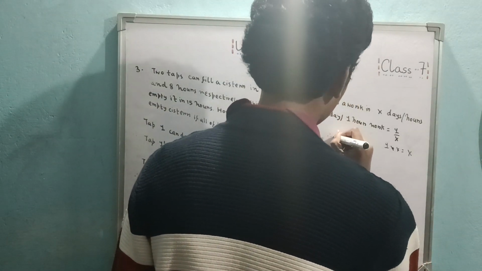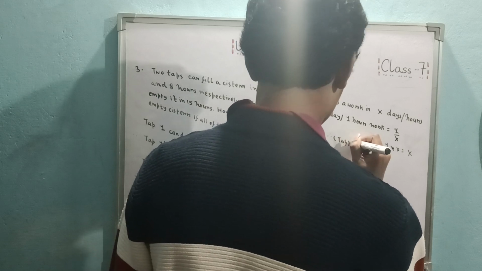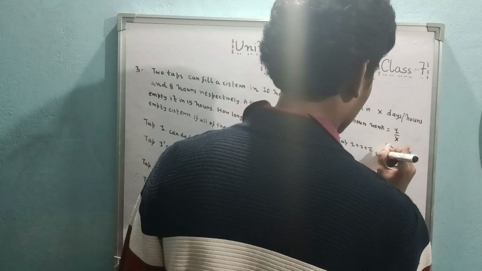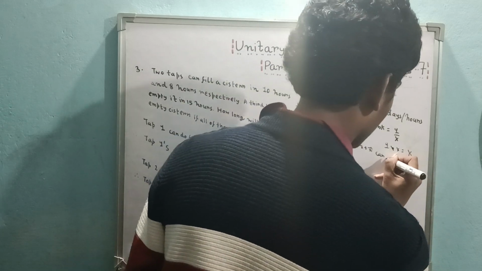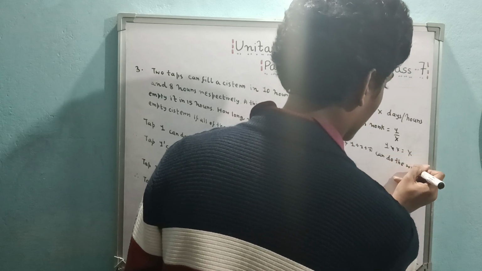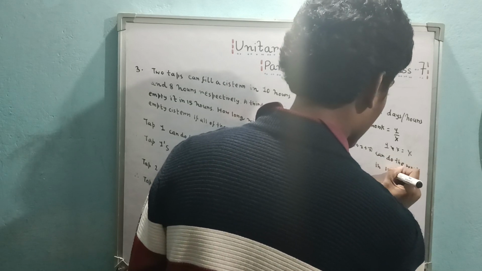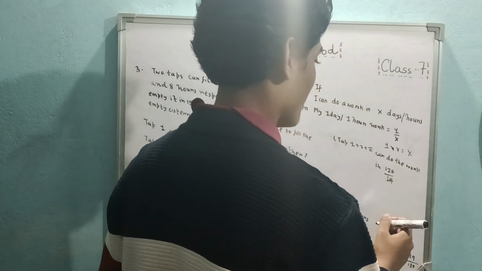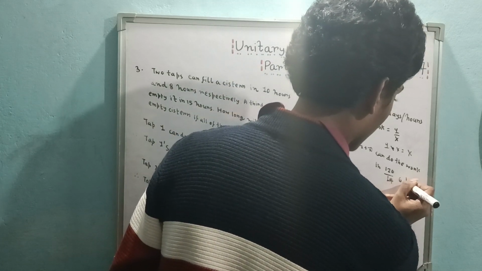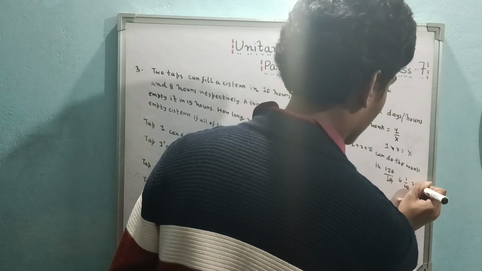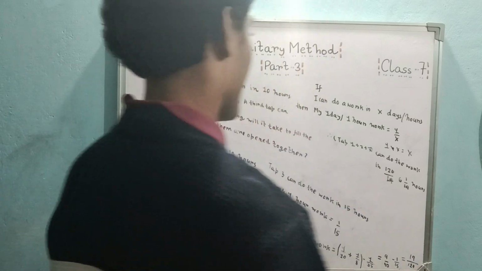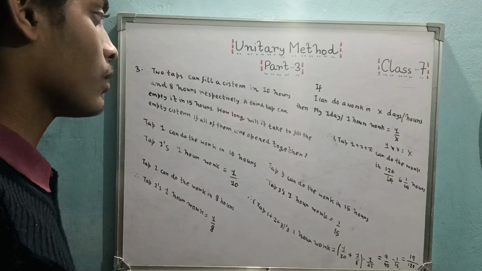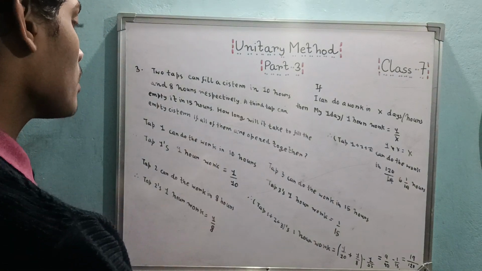Therefore, now it's easy. Tap 1 plus 2 plus 3 can do the work in, now this form, it will reciprocate, 6 whole 1 by 19 hours. This is the answer. See, how long will it take to fill the empty cistern if all of them are open together? That means what? They are doing the work together. And together means in 1 hour, all of their work together.